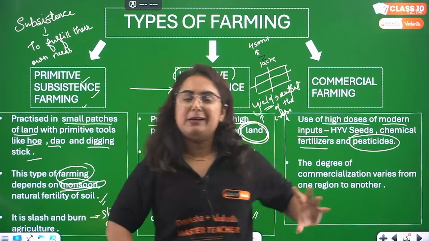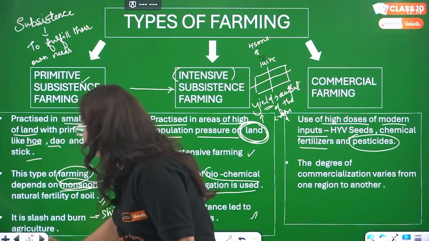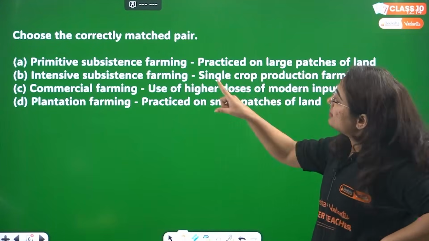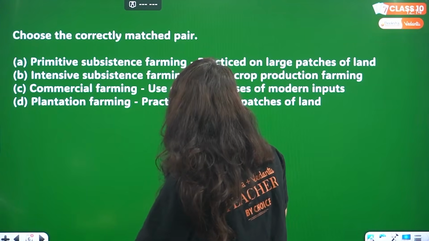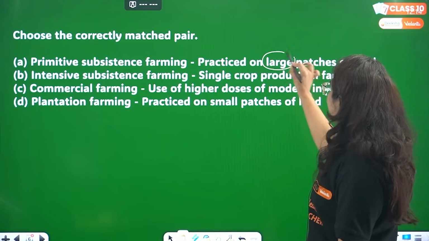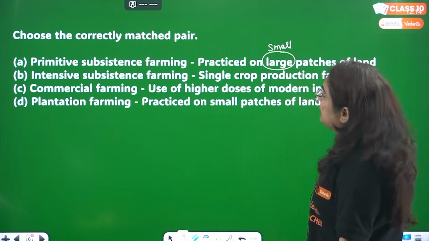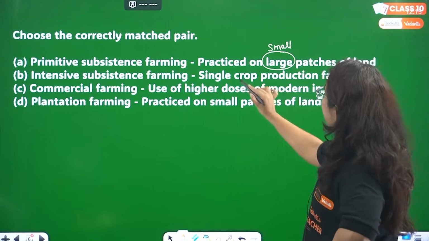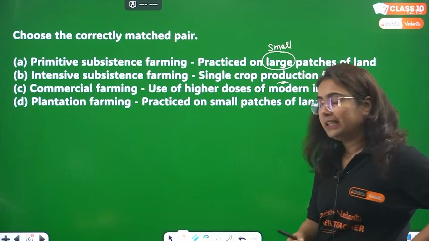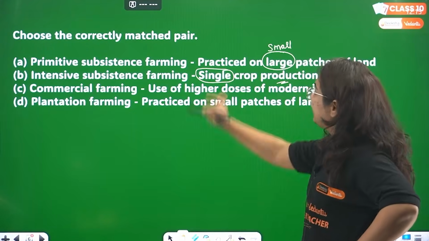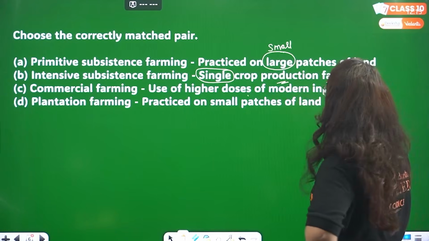Now beta, will I leave you without practicing questions from this topic? Not at all. Let's start with the questions from this topic, and the first one is: choose the correctly matched pair. Primitive subsistence farming practiced on large patches of land? No. They are practiced on small patches of land. Intensive subsistence farming, single crop production? Not a single crop. Multiple crops can be grown there. Commercial farming, use of high doses of modern inputs.